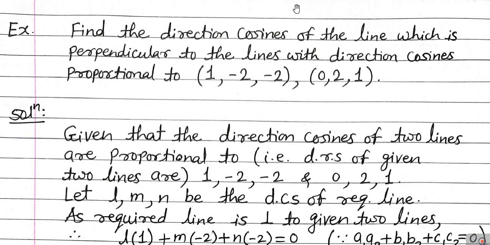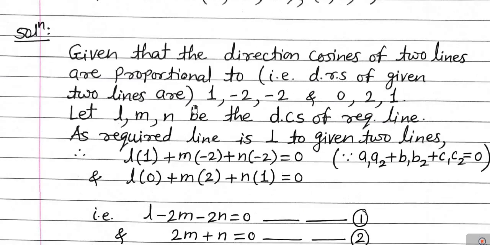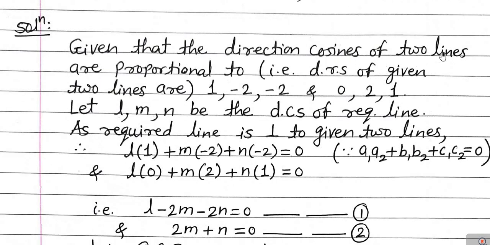And we are asked to find the direction cosines of a line which is perpendicular to both these lines, of which the direction ratios are given to us. So this example also can be solved very easily. So first we will solve this example. Given that the direction cosines of the two lines are proportional to, means the direction ratios of the given two lines are 1, minus 2, minus 2 and 0, 2, 1.